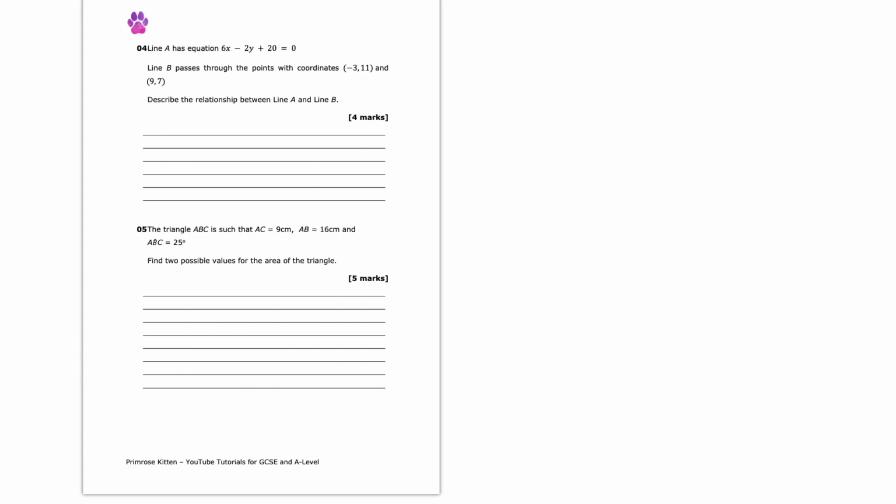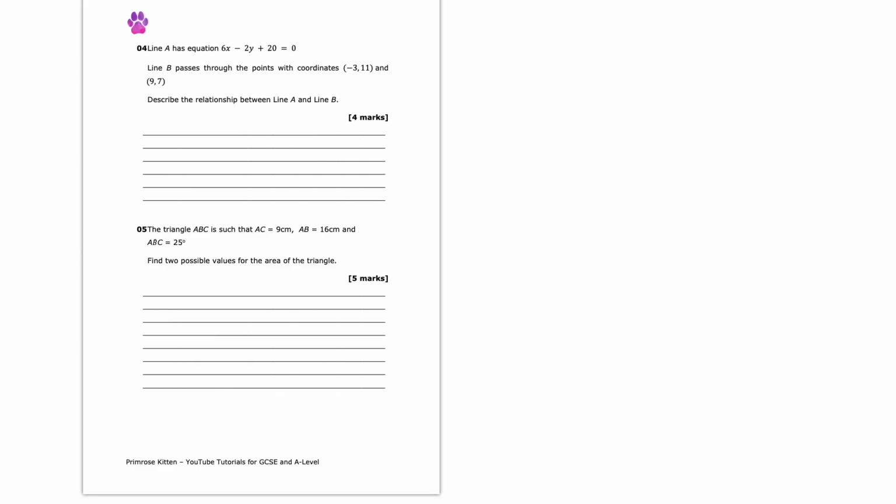Okay, so this one here is now the coordinate geometry topic. We're told that we have line A, we're told its equation, and then we're told that line B passes through 2 points. And we're asked to describe the relationship between A and B. Now for me, whenever I'm asked to describe the relationship between 2 lines, I think, what could I even know about these lines? In all likelihood, we're going to be referring to their gradients, because that's really the only big property that we come to know about straight lines.